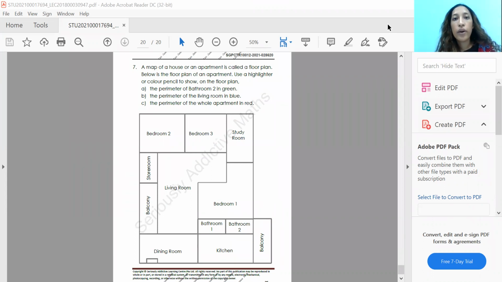Okay, what I need you to do, we'll do this together. A map of a house or an apartment is called a floor plan. This is called a floor plan. Below is the floor plan of an apartment. Use a highlighter or a color pencil to show on the floor plan the perimeter of bathroom 2 in green. Perimeter, like I said, is always the outline. There we go. And then the perimeter of the living room in blue. So where's the living room? Right over here. So we outline this out.